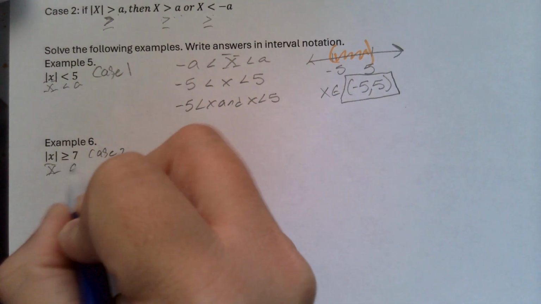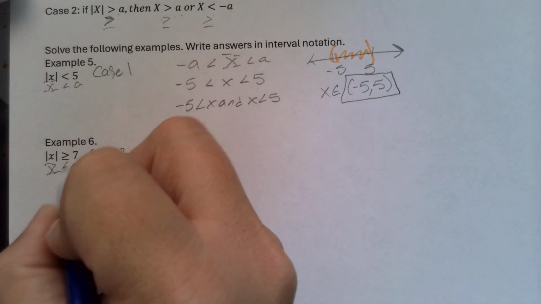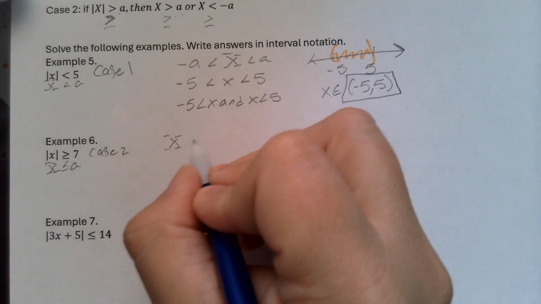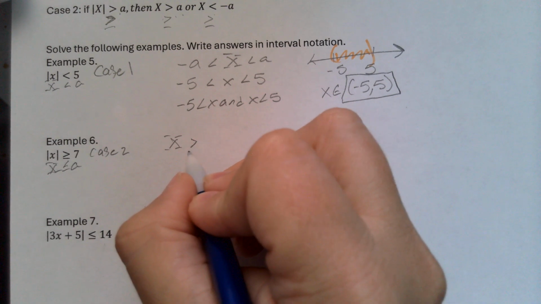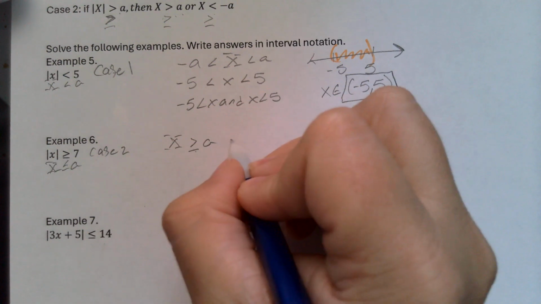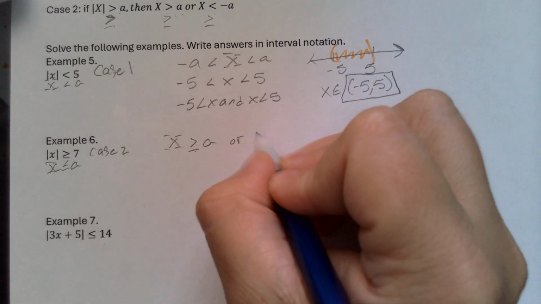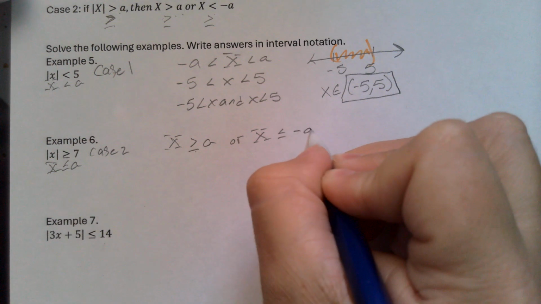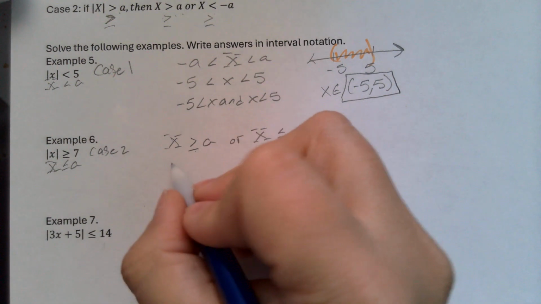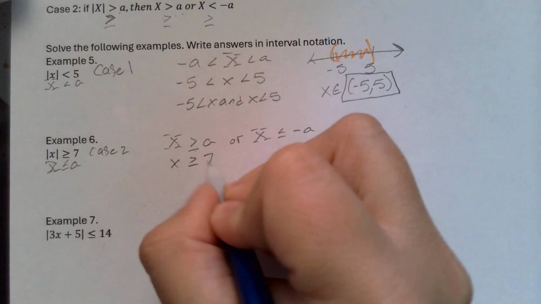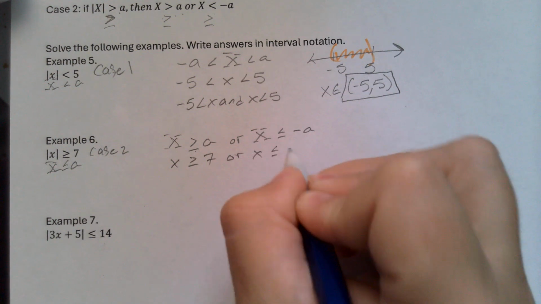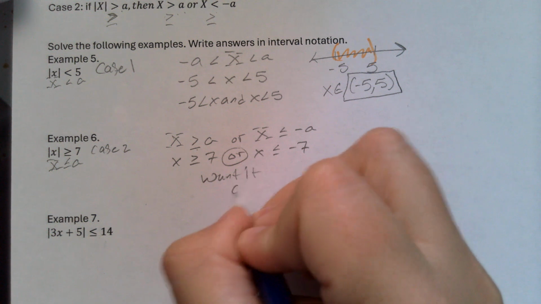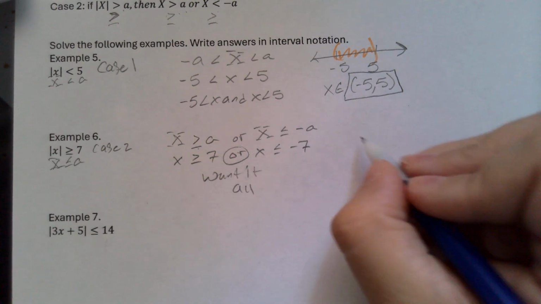So our function is x, our a is 7, and we are less than or equal to it. That means we're going to use the rule of our function is greater than or equal to a, don't forget the or equal to, or our algebraic expression is less than or equal to negative a. That gives us x is greater than or equal to 7, or x is less than or equal to negative 7. Remember, or means you want it all. You want everything that is shaded.